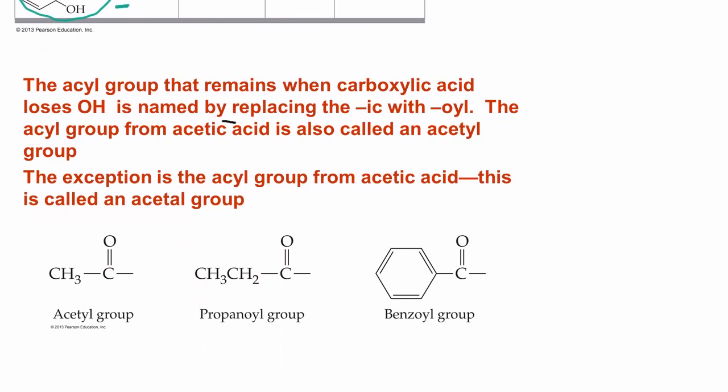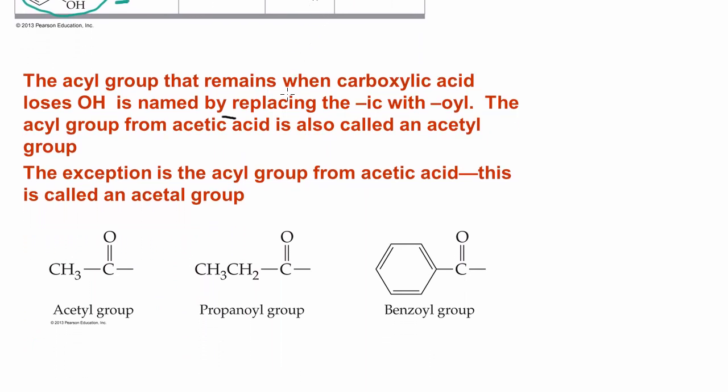The acyl group that remains when a carboxylic acid loses the hydroxide group is named by replacing the IC with an OYL. The only exception is the acyl group from acetic acid. We refer to this as an acetyl group, as you'll see later when we get to the citric acid cycle. So this obviously is the acyl group from acetic acid.